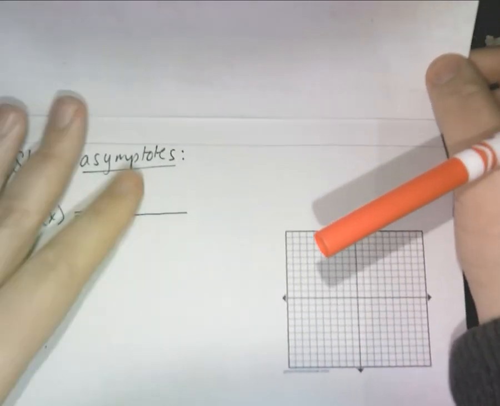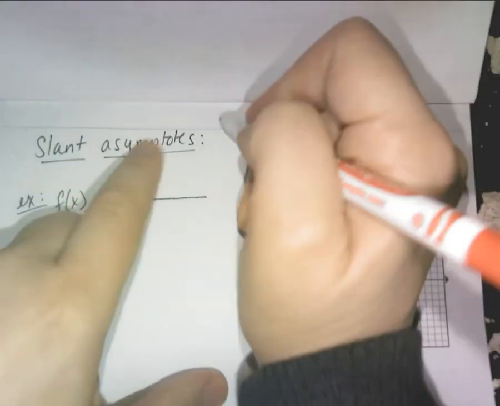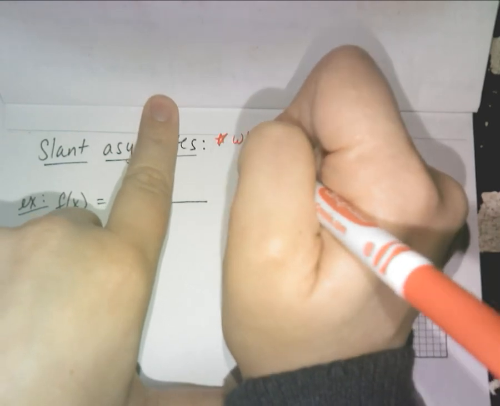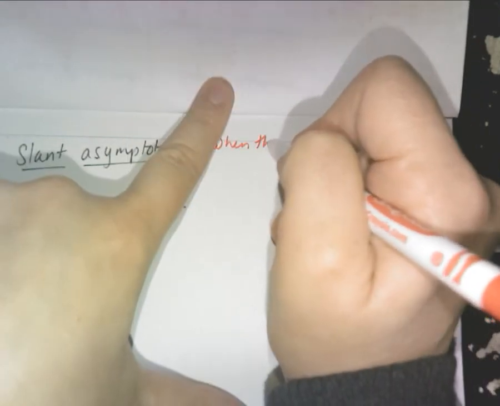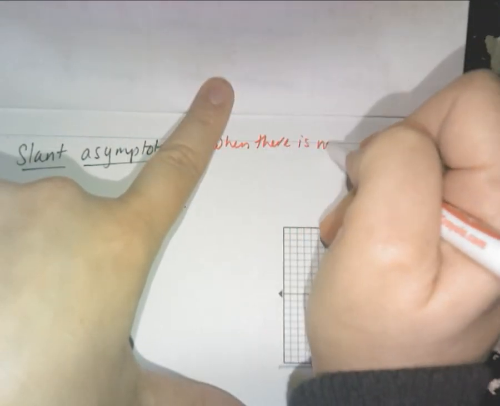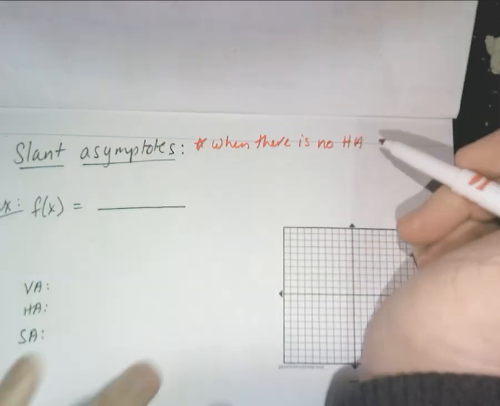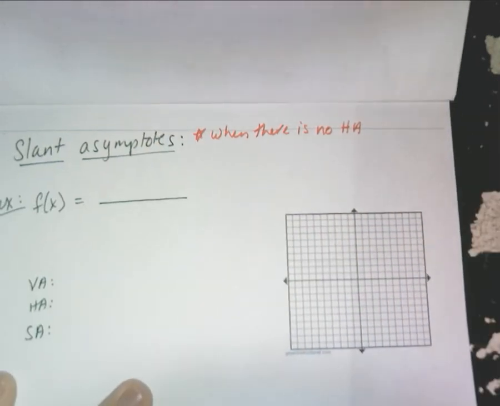Okay, so first of all, slant asymptotes, they only happen when there is no horizontal. If you have a horizontal asymptote, you are not going to have a slant, okay? Just FYI. You can't have a horizontal asymptote and slant asymptote happening at the same time.